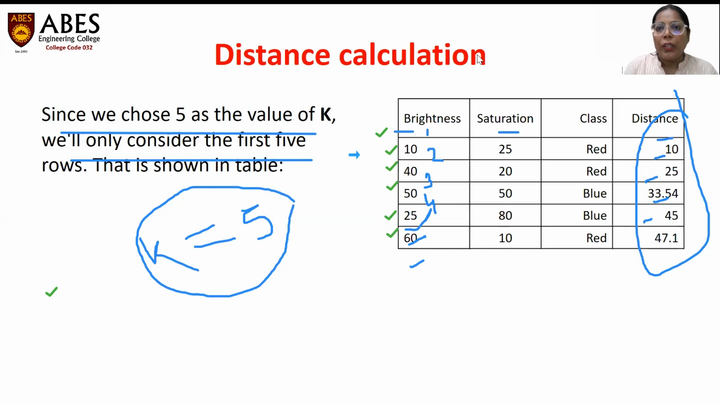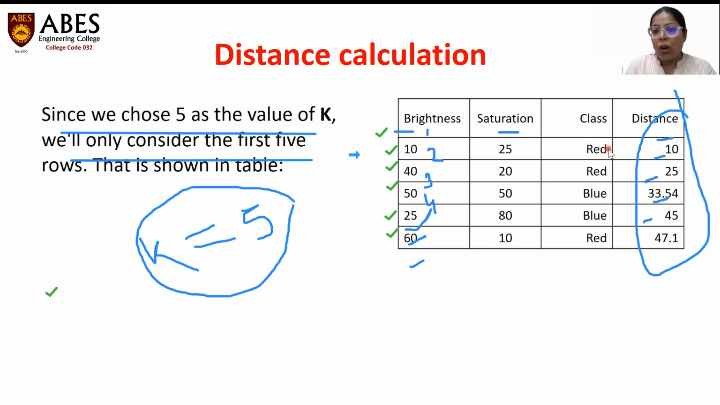Here you can see that we have taken only 5 values, as I already told you. Why have we chosen 5 values? Because we have assigned K as 5. Now the final step is that we take the majority class. In the given table, the nearest points are 10, 25, and 33.